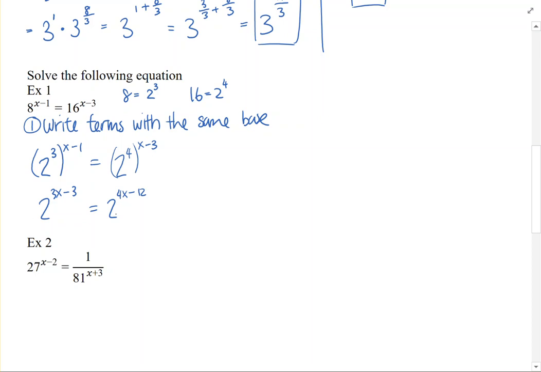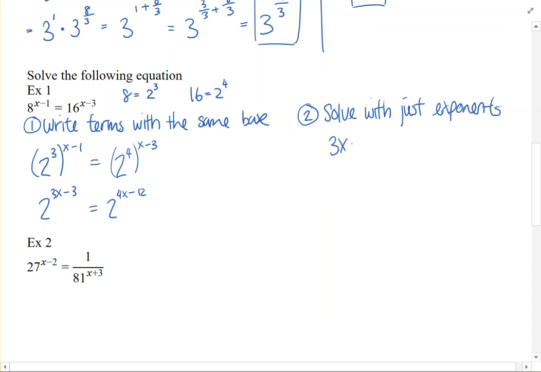Now, since these two terms have the same base, the exponents must be the same, or else you're working with two different things. Since the bases are the same, we can basically ignore the base now and just solve with the exponents. So removing the base, we're left with 3x minus 3 equals 4x minus 12. And now it's just a matter of solving for x.